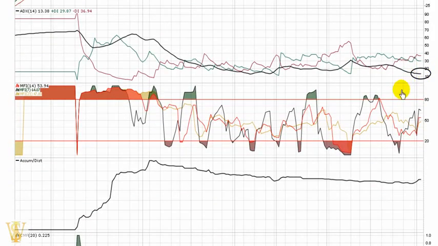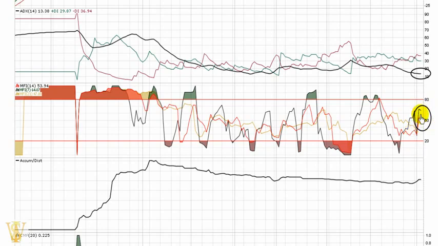ADX getting pretty close to 10. A common thing to do is look for a larger move to happen when the ADX approaches 10. It doesn't tell you which way. It's like the Bollinger Bands tightening up. But the ADX tends to not want to dip below 10 very often, and oftentimes a move will happen as the ADX approaches 10.